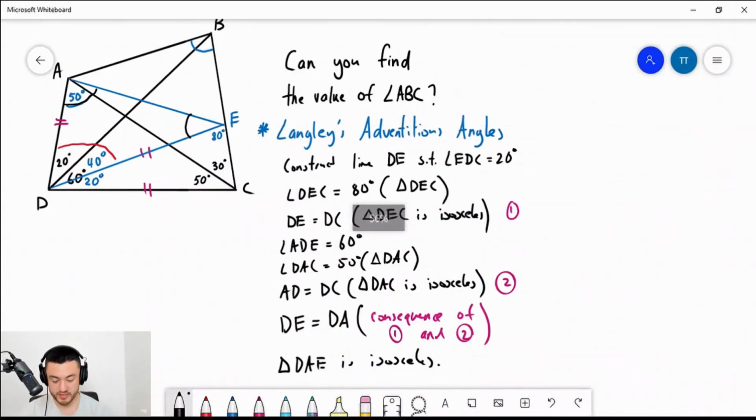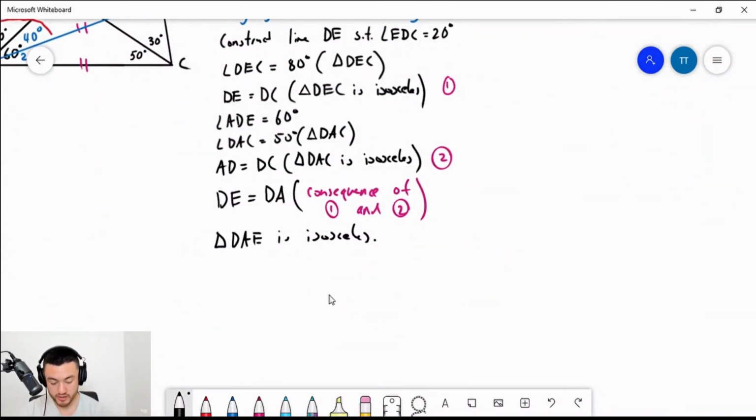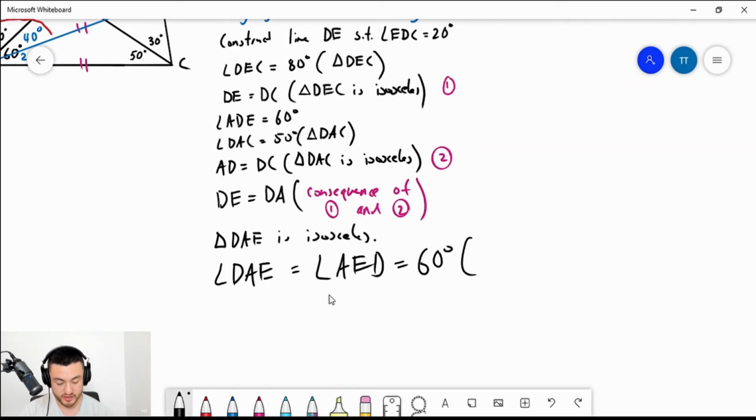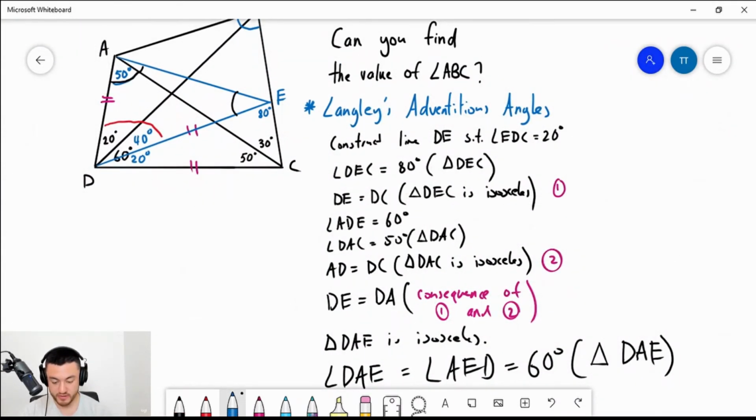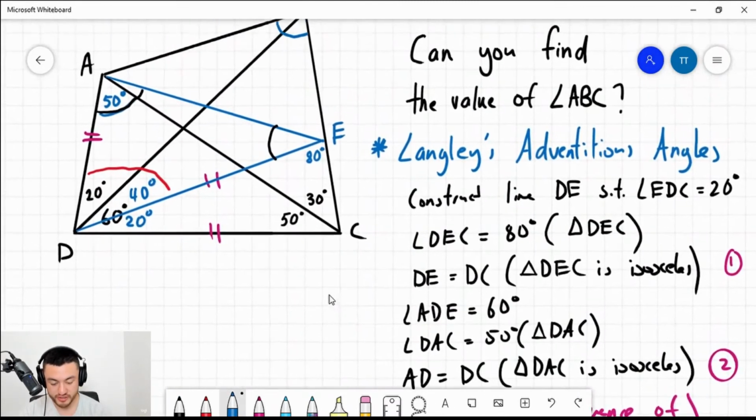So let's make a note of that. So angle DAE is the same, because it's a base angle, as AED. And because we had 120 degrees left and we have to halve it to get each one, they're both going to be 60 degrees. Okay, so this is considering triangle DAE. So let's add that in, and hopefully we should see another interesting relationship.